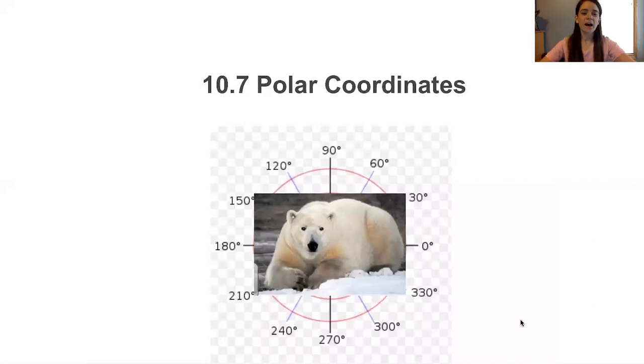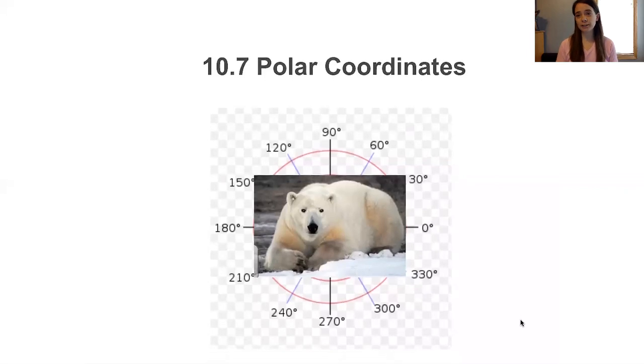Okay, so polar coordinates actually have nothing to do with polar bears, but this is always how I like to start out this lesson. Polar coordinates actually have to do with rotational angles and directed distance from what we call the pole. So that polar bear is sitting in the middle of the XY plane, okay? In polar coordinates, the origin is actually called the pole, which is actually why it's called polar coordinates.